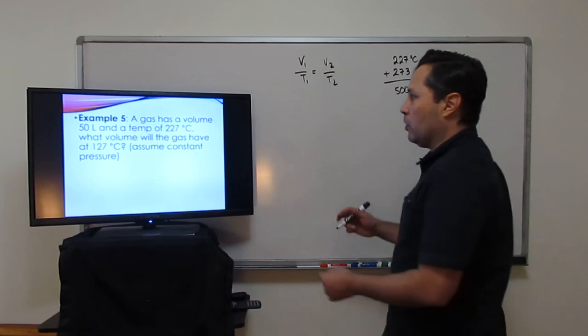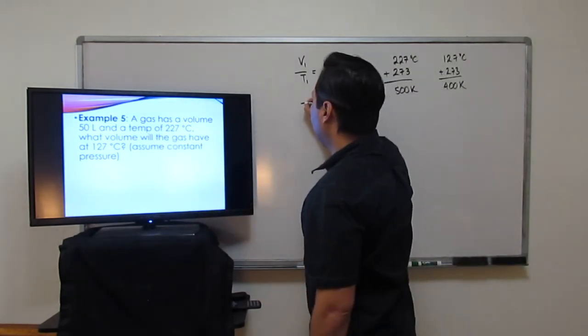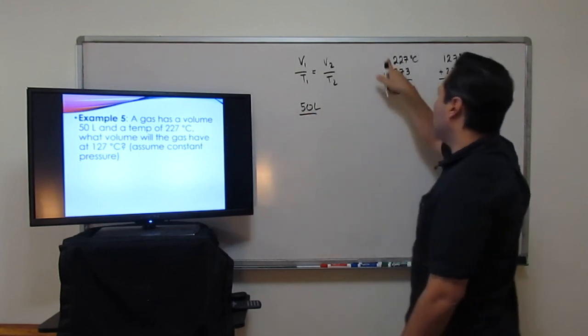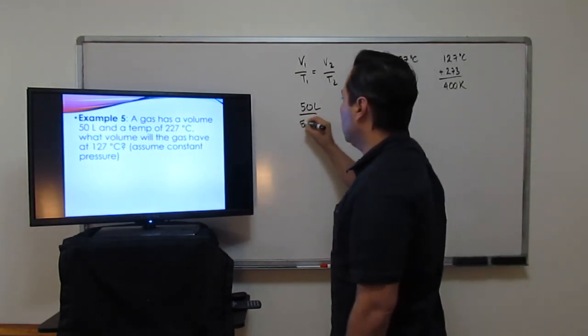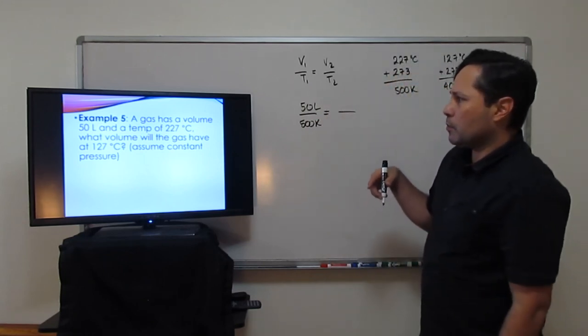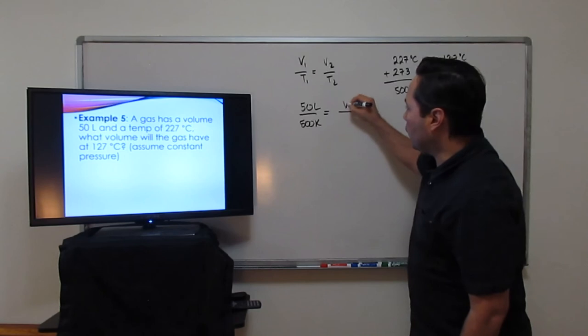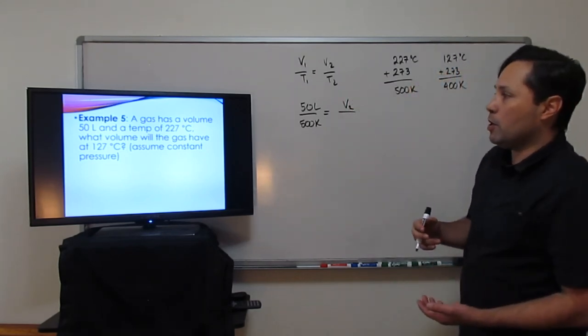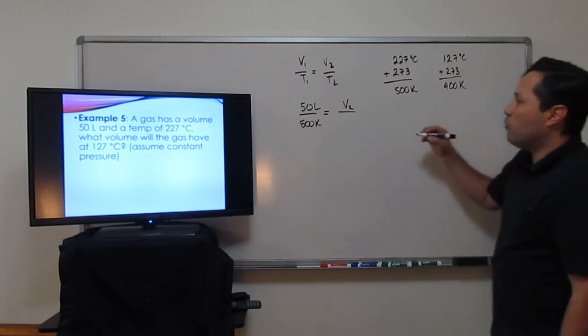So let's go ahead and plug all the numbers in. So we have a volume of 50 liters over a temperature of 227, which is really 500 Kelvin. And they want to know what volume, so V2, I'm going to put the symbol for V2, will it have at a temperature of 127 Celsius, which is really 400 Kelvin.